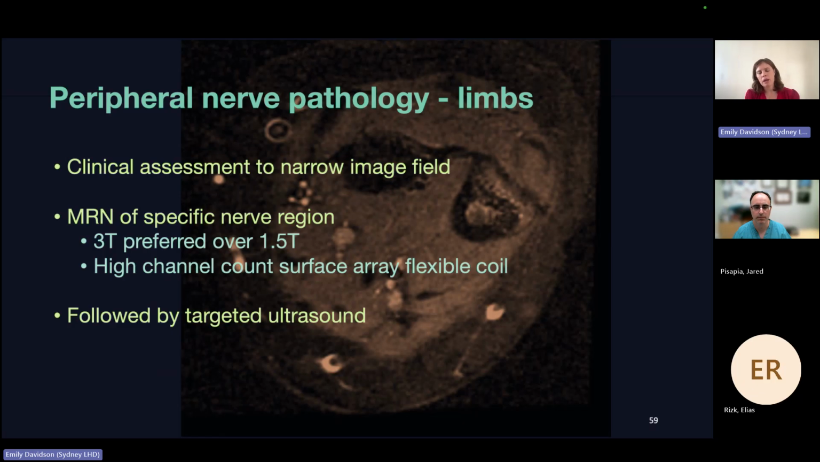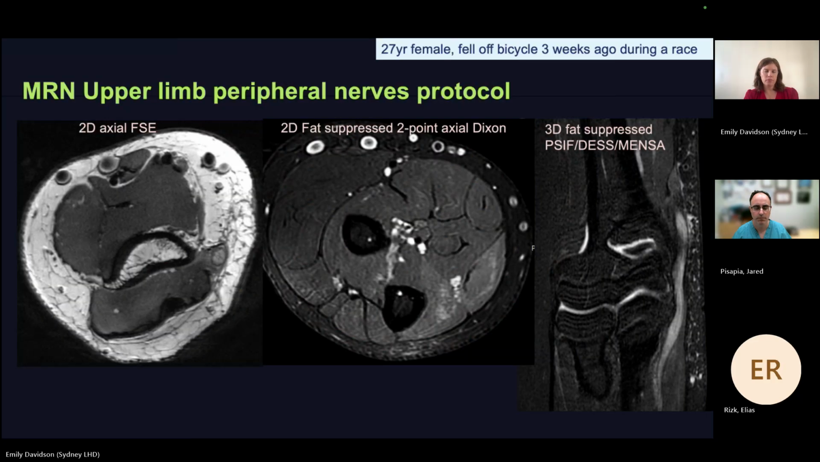So if we think the nerve pathology is at the elbow, we want to really scan the elbow rather than scanning the whole limb. And then following that, I like to perform all of these cases with a targeted ultrasound. And that might be on the same day or in the next couple of days. And that way, depending upon what we see on ultrasound, we might put them back on the magnet if there is something that's not quite clear. And I think that they're really complementary modalities, particularly the upper limb and even the lower limb nerve assessment.